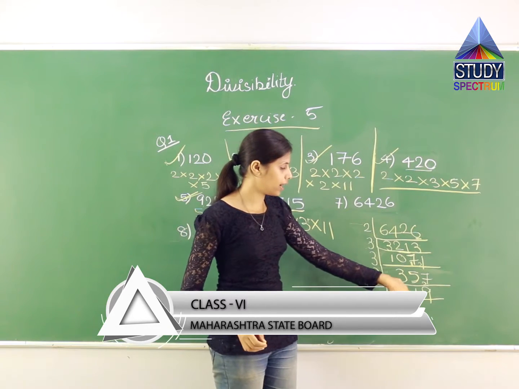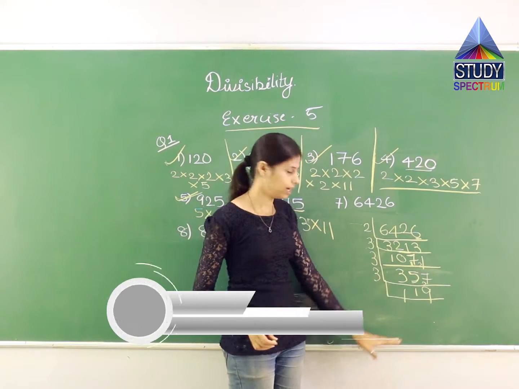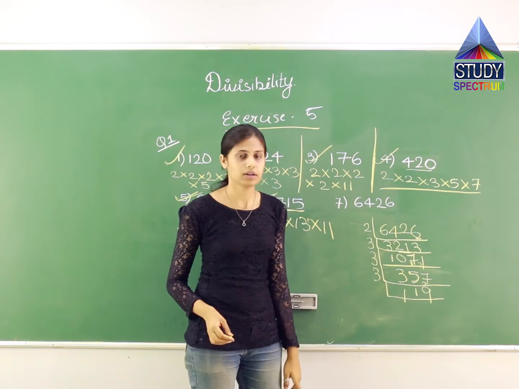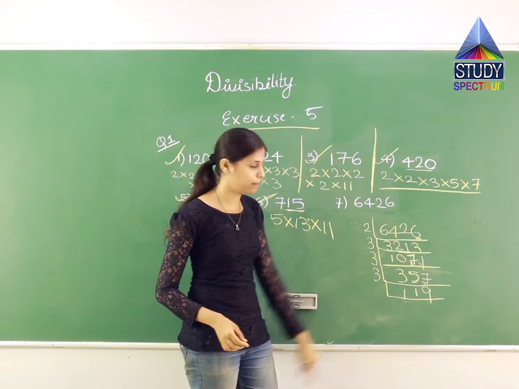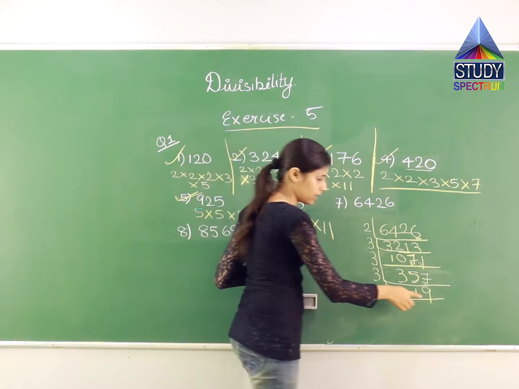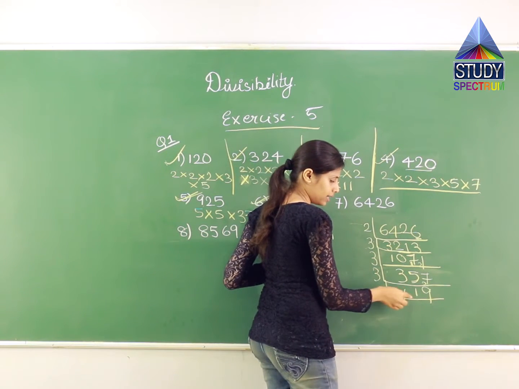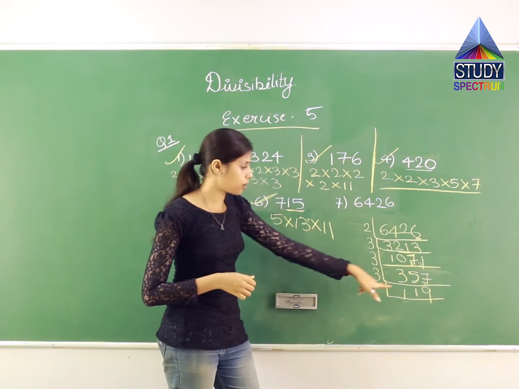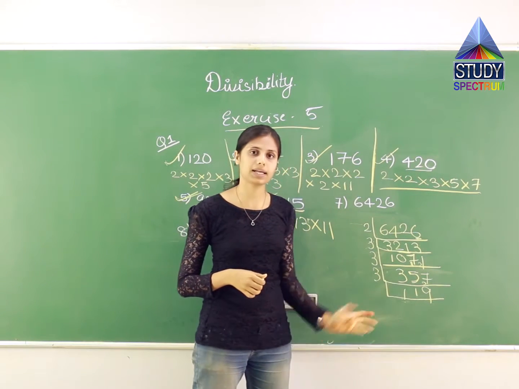Now I got 119, right? 9 plus 1 is 10, 10 plus 1 is 11. Is it possible to divide it by 3? 11 is not divisible by 3. So it is not possible for me to divide 119 by 3.